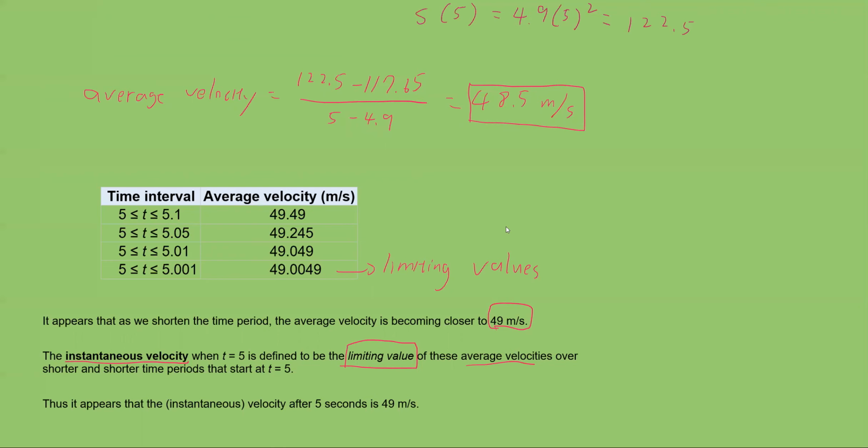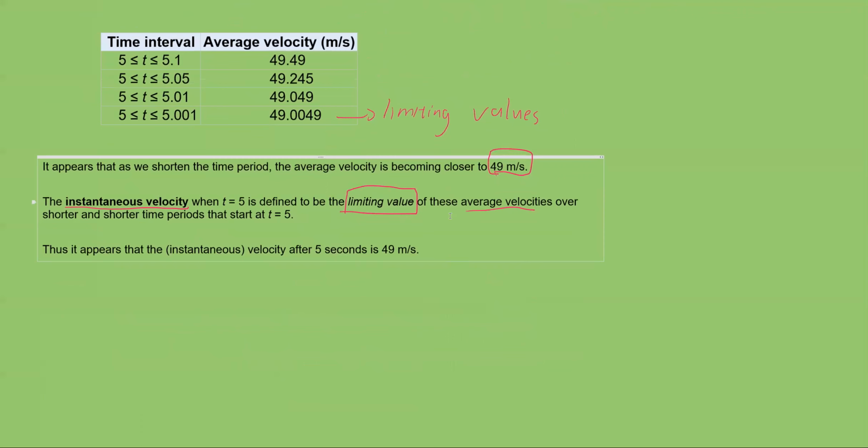Same thing with the velocity example that we're looking at. The instantaneous velocity means the exact velocity at t equal to 5. By taking the limiting value, we are able to approximate the instantaneous velocity with very small error, depending on how close you get to t equal to 5. Thus, it appears that the instantaneous velocity after 5 seconds is 49 meters per second.